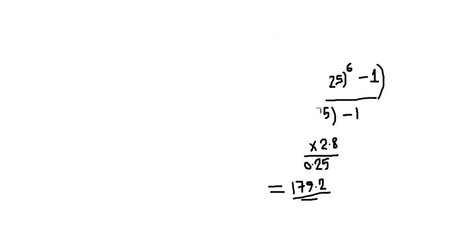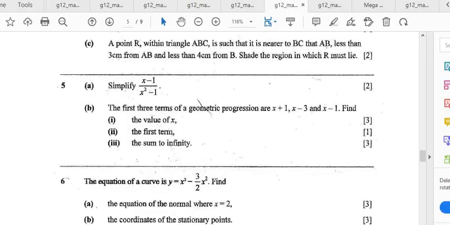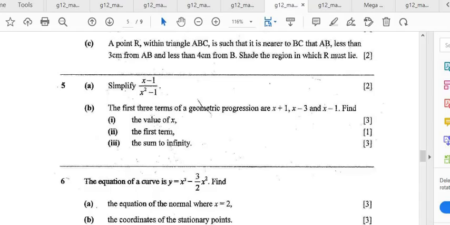So here we have another geometric progression. The first term is x plus 1, the second term is x minus 3, the third term is x minus 1, the fourth term we don't have, the fifth term we don't have, and so on. So we want to find the value of x.